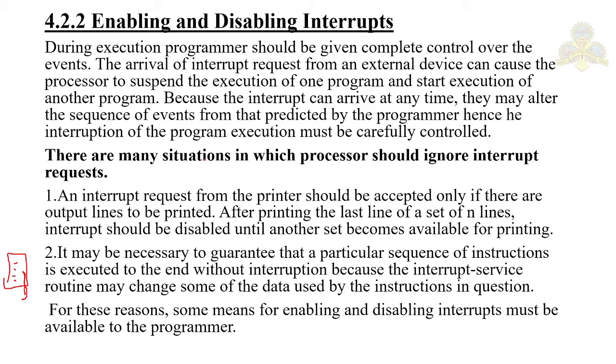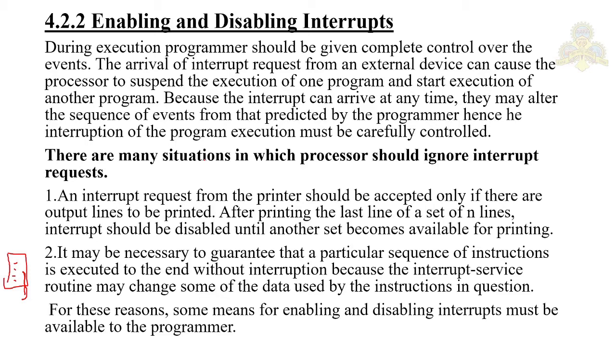So there are situations in which the processor should ignore the interrupt request. What are those situations? We have two. The first one is that an interrupt request from the printer should be accepted only if there are output lines to be printed. After printing the last line of a set of n lines, the interrupt should be disabled until another set becomes available for printing. If your output device is a printer and it has raised an interrupt saying it is available for printing, this request should be accepted only if the printer has something to print, some characters or lines. If not, it should not be entertained.